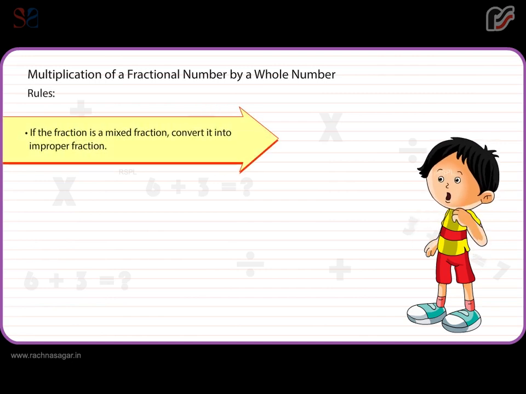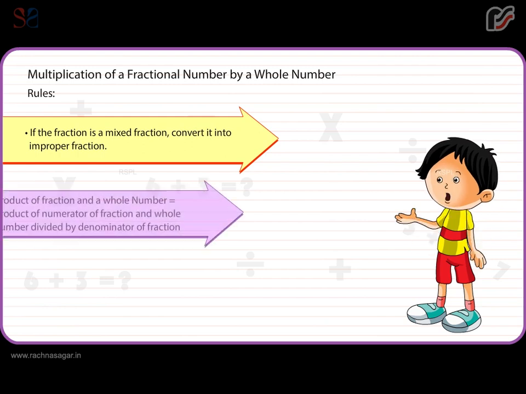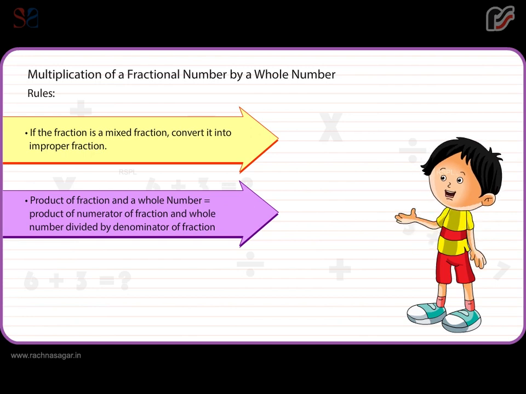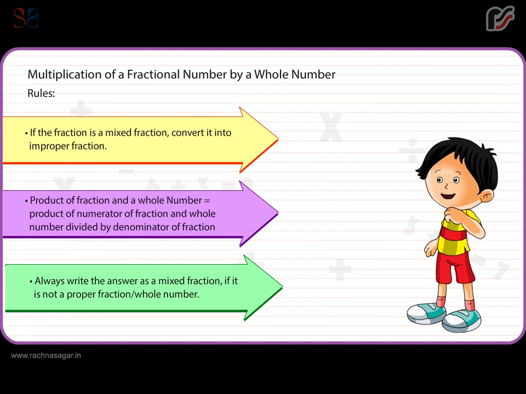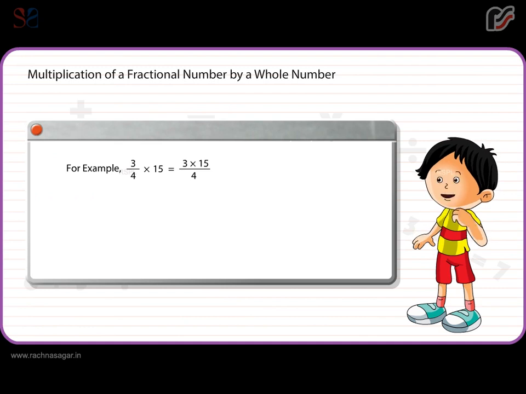Rules. If the fraction is a mixed fraction, convert it into improper fraction. Product of fraction and a whole number is equal to product of numerator of fraction and whole number divided by denominator of fraction. Always write the answer as a mixed fraction if it is not a proper fraction or whole number. For example, 3/4 multiplied by 15 is equal to (3 multiplied by 15)/4, which is equal to 45/4, which is equal to 11 1/4.